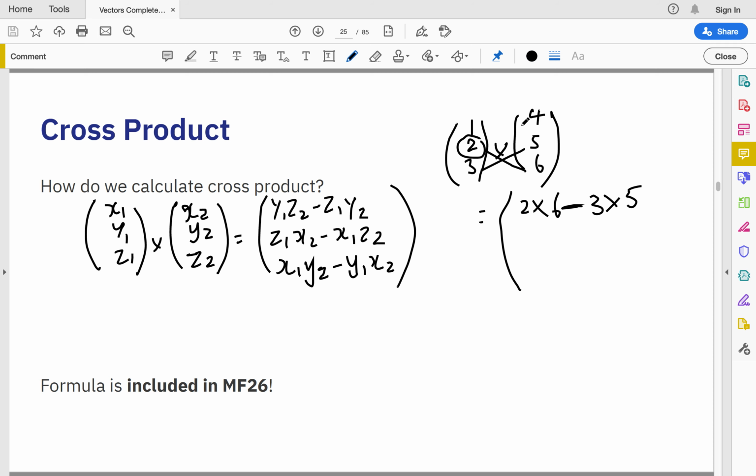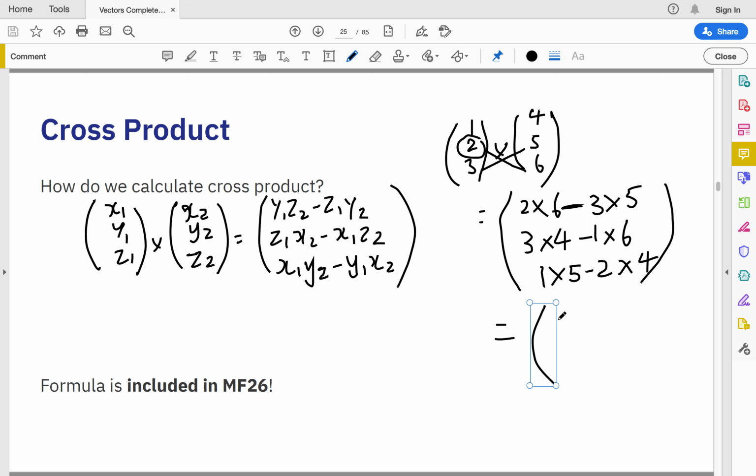And we do the same for the other pairs, next going on to this number, and by right it should pair with a number at the bottom, but there's no more number at the bottom of the vector, so we pair with the top number instead. So it becomes 3 times 4 minus 1 times 6. And last but not least, we have 1 times 5 minus 2 times 4. So after we cross these two vectors, we get minus 3, 6, and minus 3.